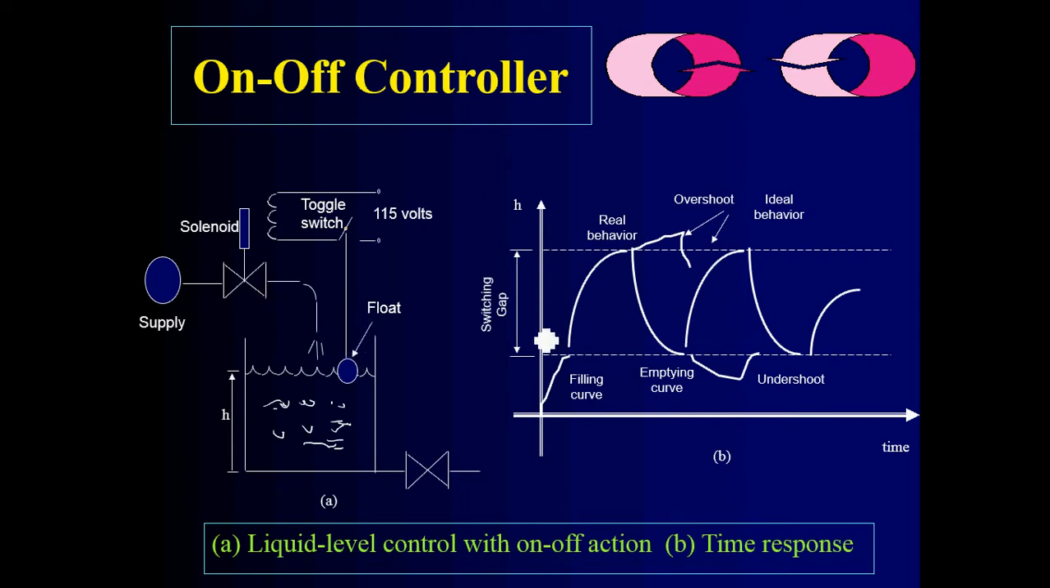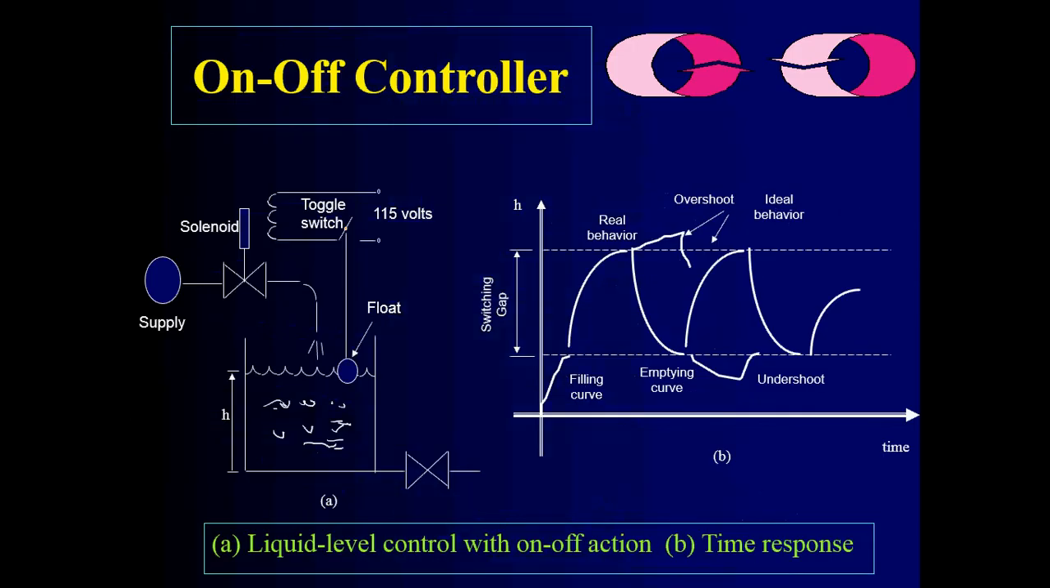So how does it work? You have, let's say, the filling curve in here, and when it gets to the switching gap, it goes a little bit above that, then it will empty it. So this is the overshoot, and then it will be the undershoot, and then it goes back again and does this cycle again. So this is the liquid level control with the on and off controller.